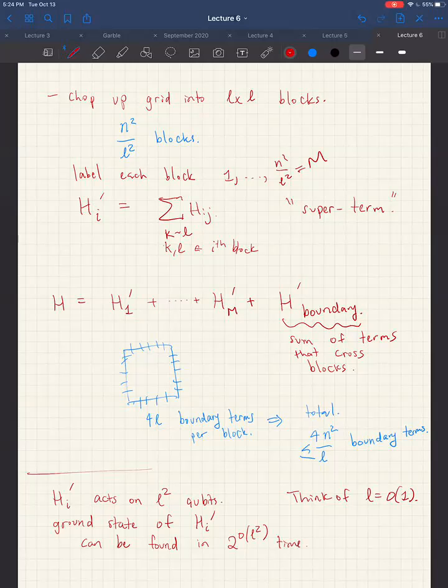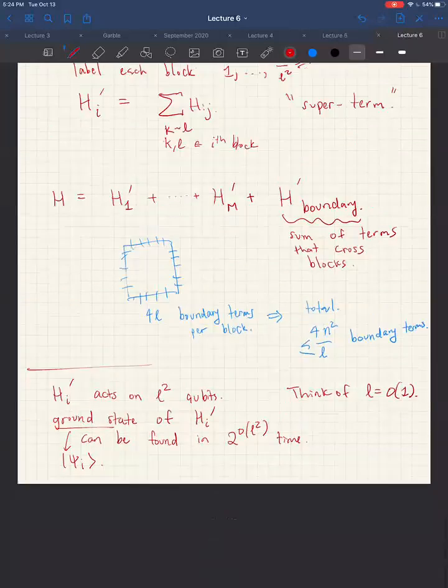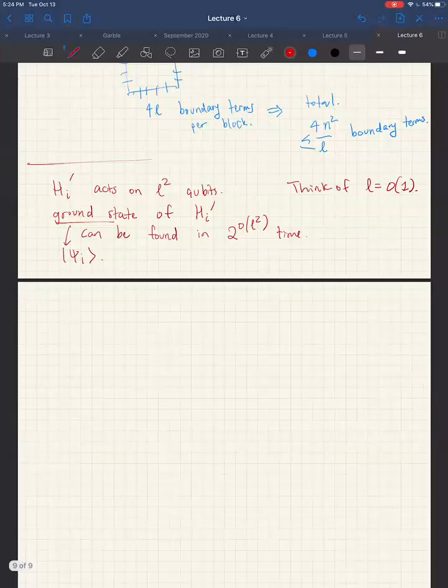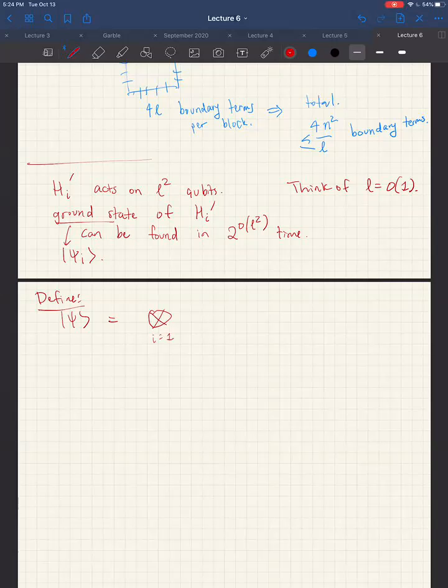Right, so let's call a ground state psi sub i. For each of these blocks, we're going to individually solve for those ground states, and then we'll just piece them together. I'm going to define a state that's my approximation of the global ground state as the tensor product of patch 1 up to patch n squared over L squared of psi i.